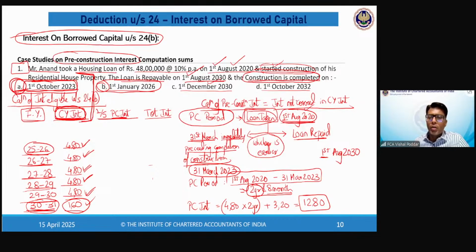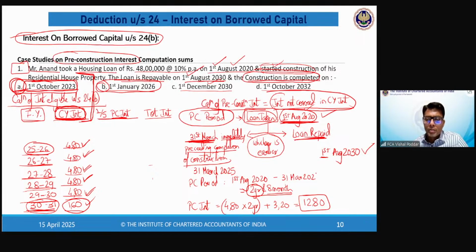Pre-construction. Again, the logic is same. What is pre-construction interest, which is not covered in current year? For which this is the working. Starting date 1st August, correct? Loan repayment date 1st August 30, correct? And now 31st March, immediately preceding completion of construction, this will become 31st March 25.